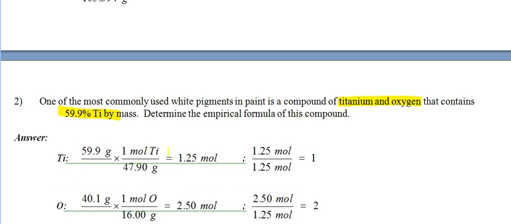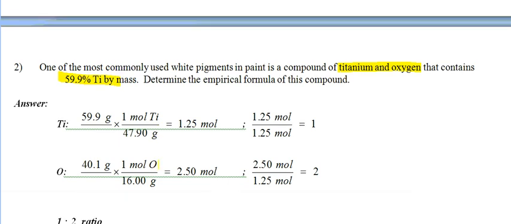Make sure that you can find out what the oxygen is, or the other element. So we're going to first of all find out the number of moles for each, the titanium and the oxygen. Okay, so if we have 59.9% titanium by mass, then we're going to have 40.1% oxygen by mass. Again, as I said in the lecture video, assume that you would have a 100-gram sample.